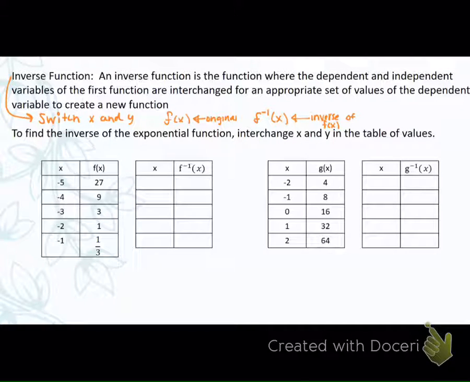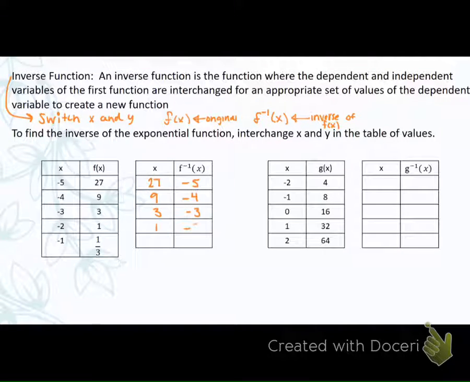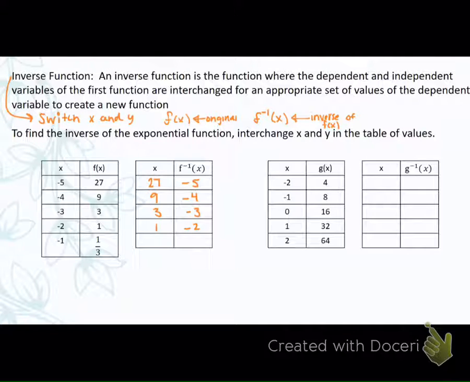So Grace, -527 becomes? 27. Tanari, -49 becomes? Where? -49, the second row. Okay, isn't it 9 -4? Yes. Alyssa, -33 becomes? 3 -3. Jordan, -21 becomes? Sorry. 1 Lane. The last one becomes?